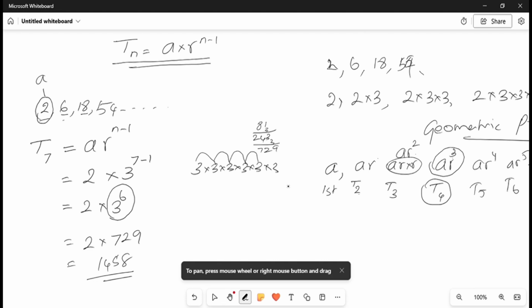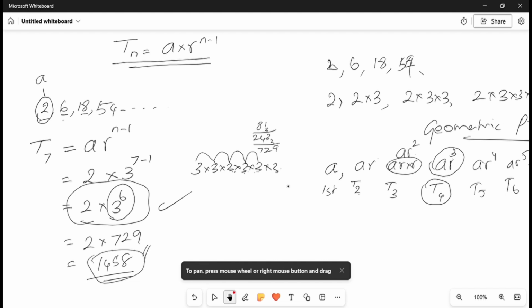3 to the power 6, 3 into 3 into 3 into 3 into 3, 3, 9, 9 into 3, 27, 3, 81 into 3, 243 into 3, 729. That is multiplied by this A. A is 2 here. You will get the answer. Most probably, if the number is very big, they will not ask you the answer in the digital way. In the powered form, you can keep like this. This answer is also okay. So now you understood how to find the nth term in a geometric progression.